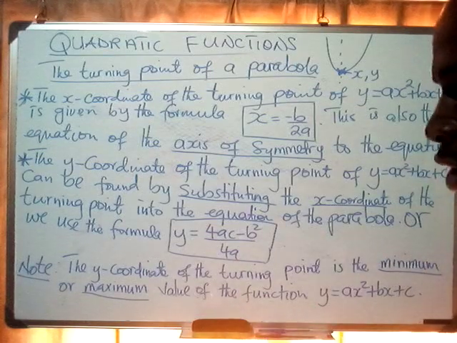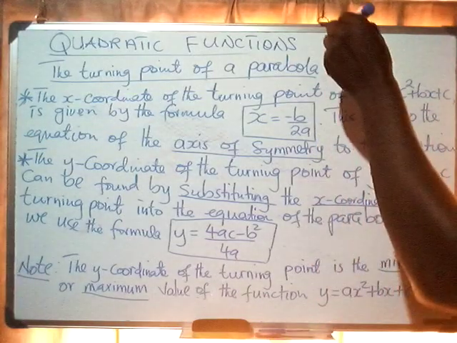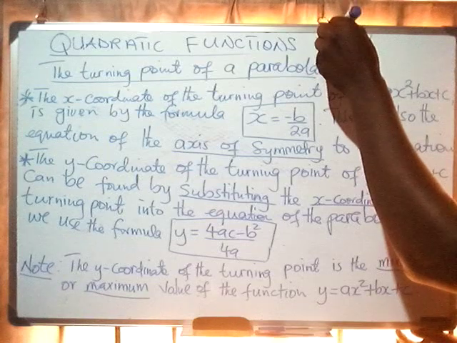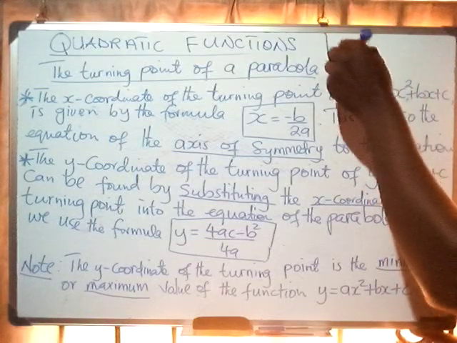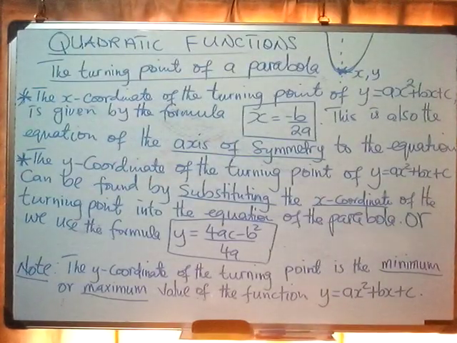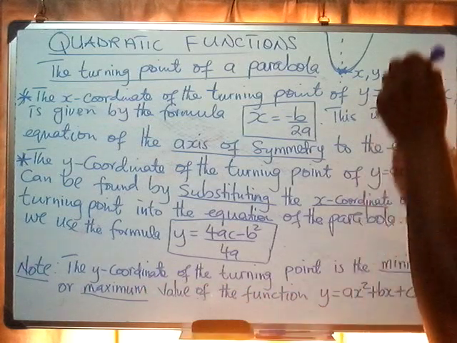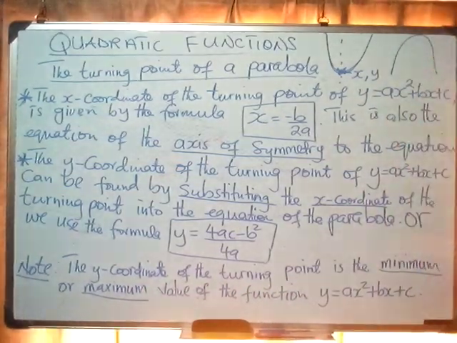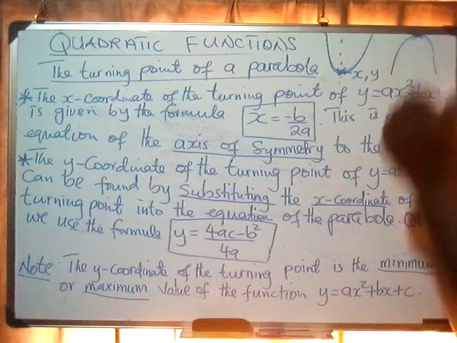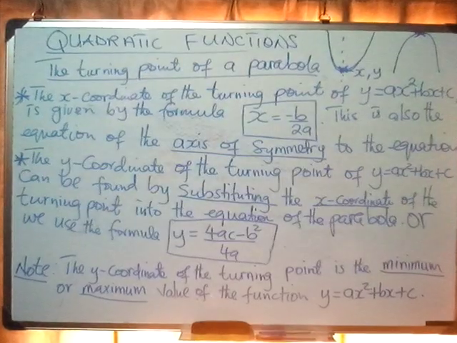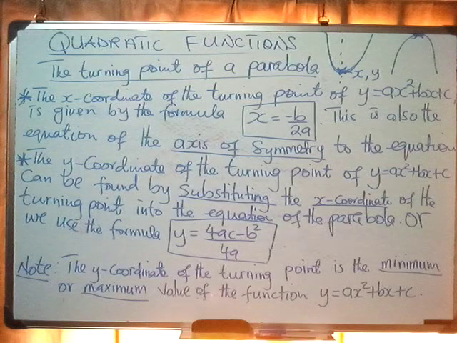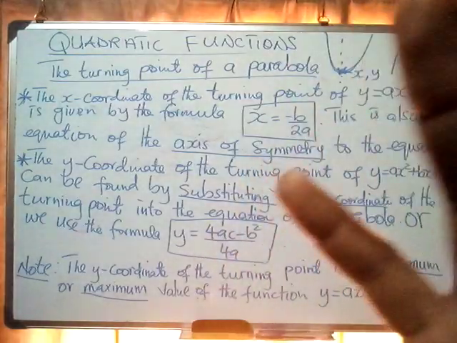When is it called the minimum? When the graph of your parabola is like this. When is it called the maximum? When it is like this. This one is the maximum, it is on top, and this one is at the bottom, known as the minimum value of the quadratic function. So this is what we have under the introduction. I hope this one has been mastered. Thank you so much.